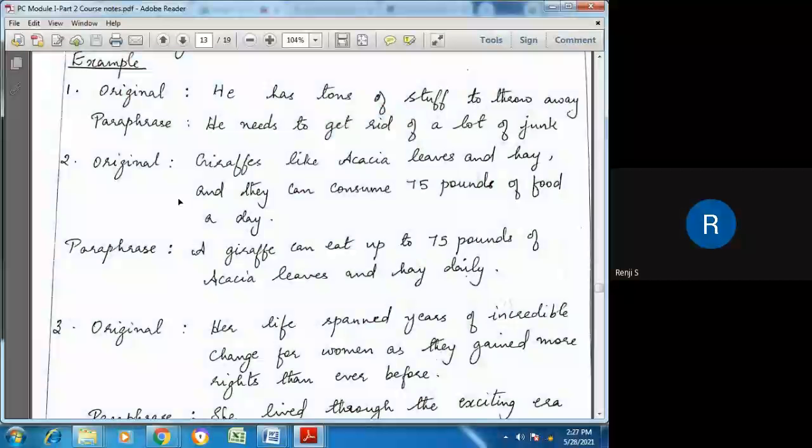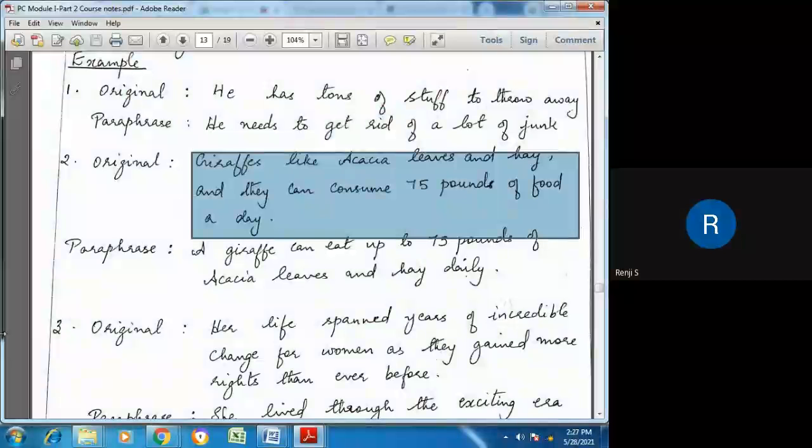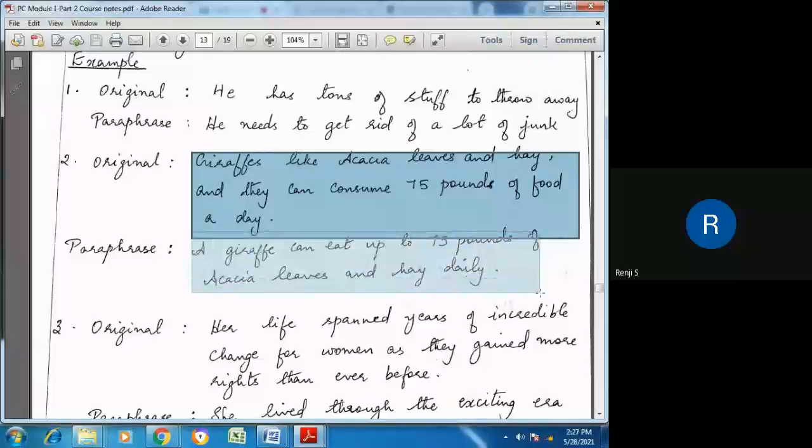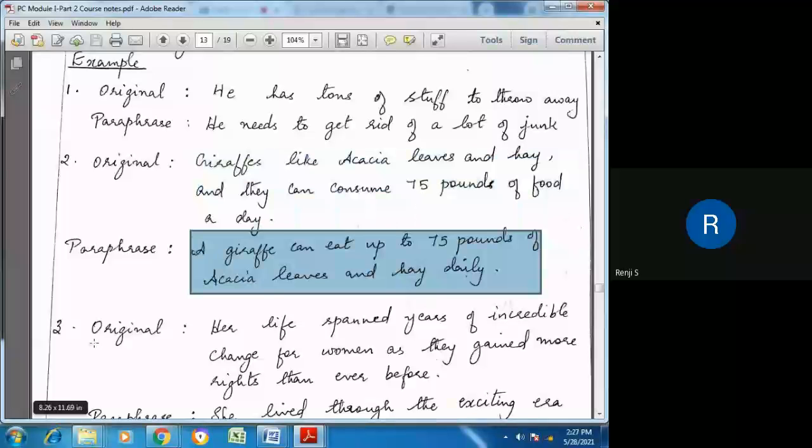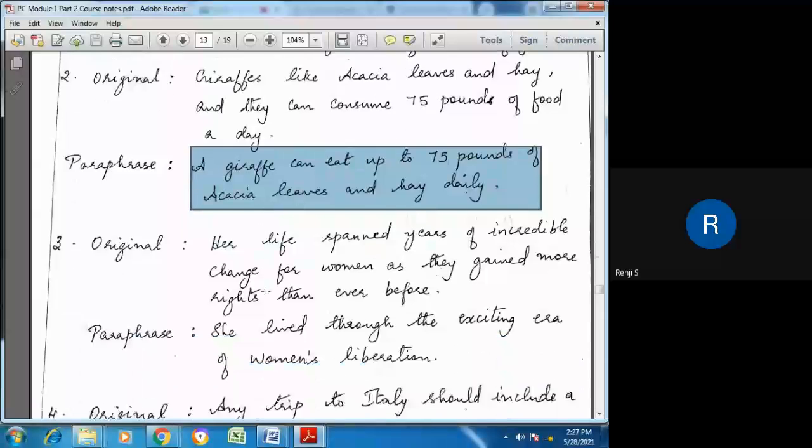Now, next sentence. Giraffes like acacia leaves and hay, and they can consume 75 pounds of food a day. I'm just paraphrasing it into a simple, shorter sentence. That is, a giraffe can eat up to 75 pounds of acacia leaf and hay daily. This is more understandable than the first one, more simple and short.